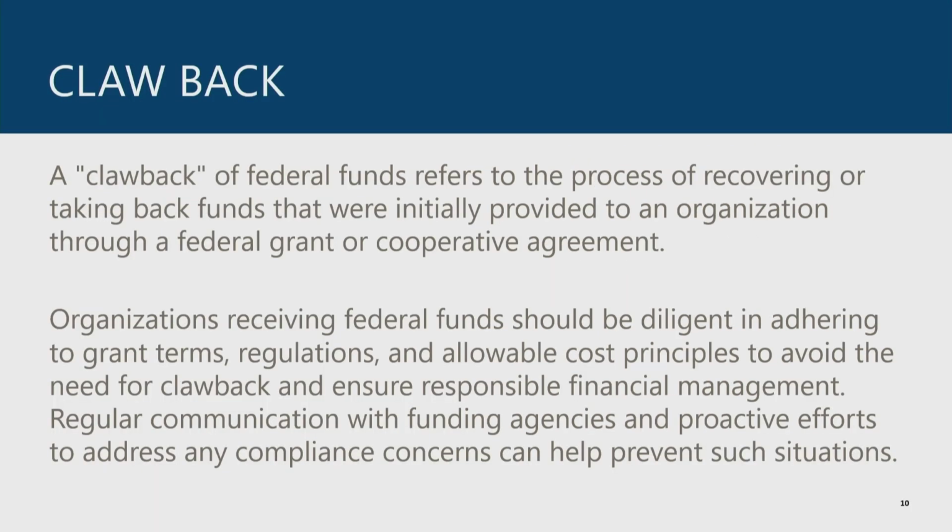All right, so when certain expenses are deemed unallowable or unallocable, meaning they don't comply with the terms and conditions of the funding agreement, then the pass-through entity may have to recover those funds where they would take them back, and this is often referred to as a clawback. Organizations receiving federal funds should be diligent in adhering to grant terms, regulations, and allowable principles to avoid the need to claw back and ensure responsible financial management.